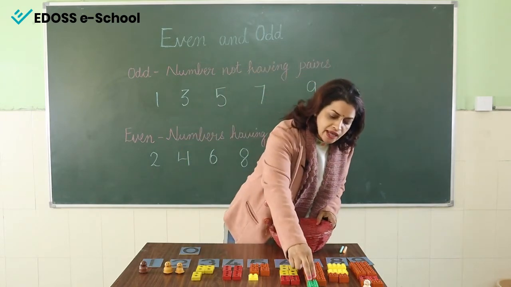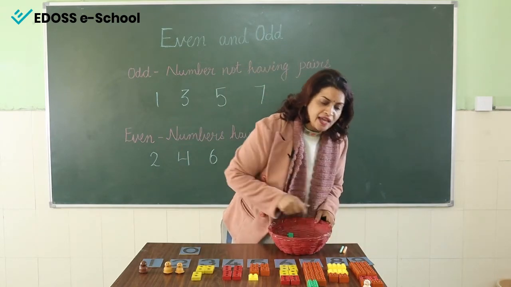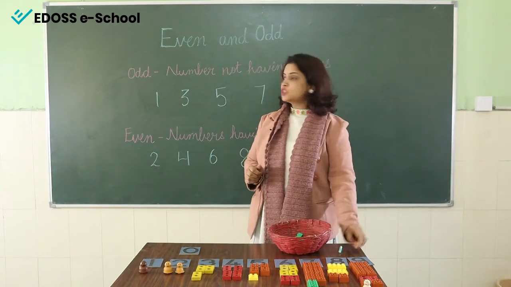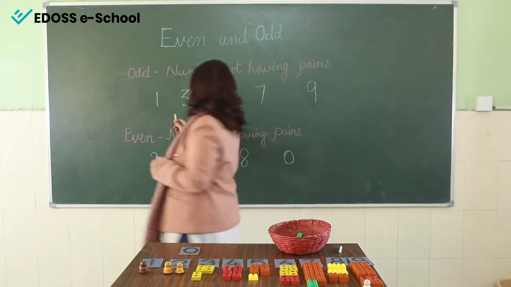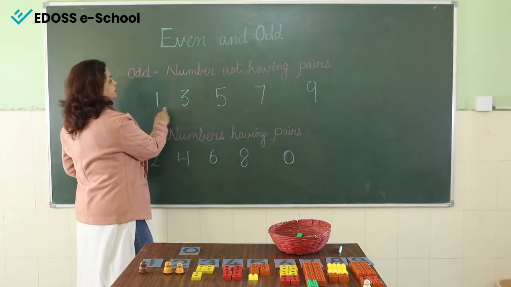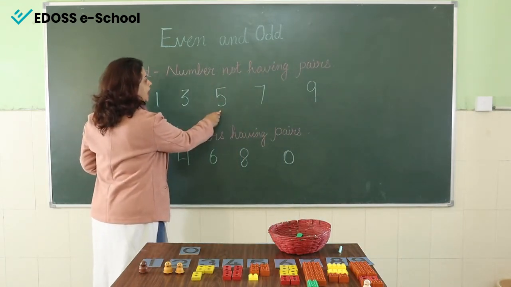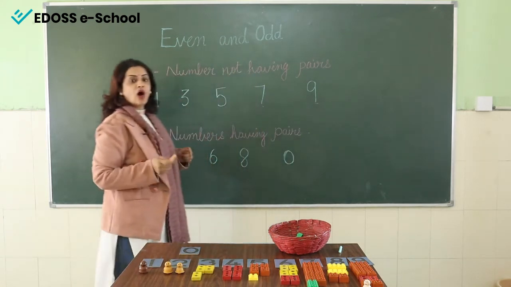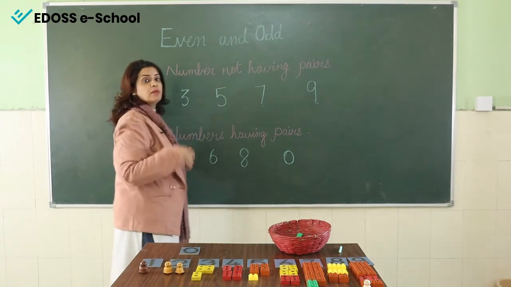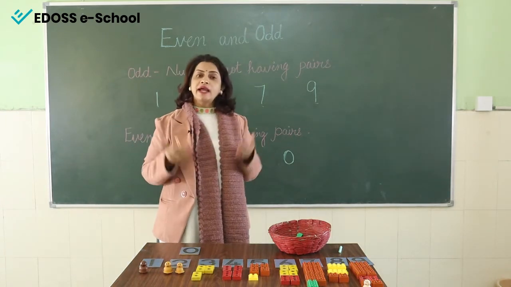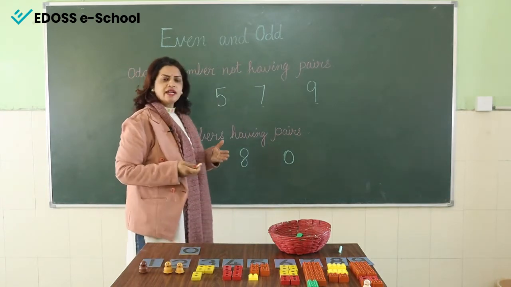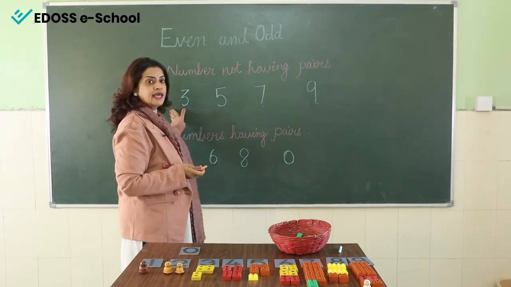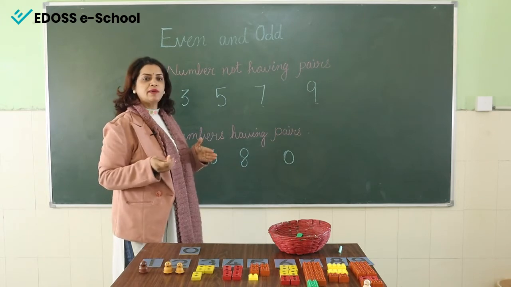So it is again an odd number, and 9 is also an odd number because 1 is left behind. So children, we can say that the numbers 1, 3, 5, 7 and 9 are odd numbers, and when you move on and write down the higher numbers, it is very easy to understand that all the numbers which will be ending with these numbers will again be odd numbers.